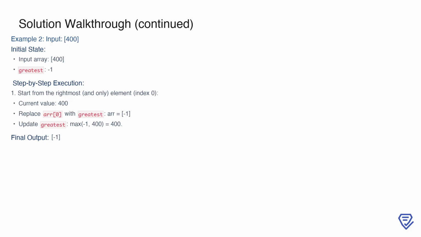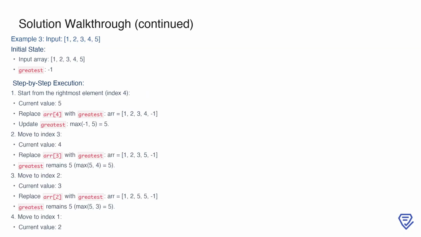In the second example, the input array contains only one element, which is 400. Here, we set greatest to minus 1 initially. Starting with the only element at index 0, the value is 400. We replace it with the current greatest, resulting in the array becoming -1. Then, we update greatest to the maximum of -1 and 400, which gives 400. As there are no more elements to process, the final output for this example is simply -1.